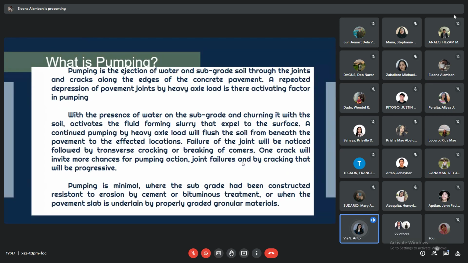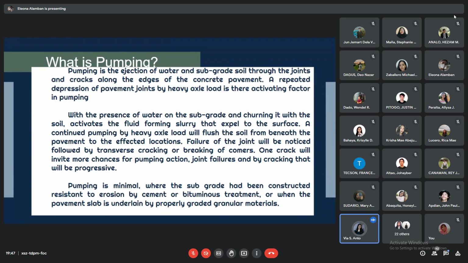With the presence of water in the subgrade and churning it with the soil, it forms a fluid slurry that is expelled to the surface. A continued pumping by heavy axle load will flush the soil from beneath the pavement to the affected locations. Failure of the joint will be noticed, followed by transverse cracking or breaking of corners. One crack will invite more chances for pumping action. Joint failures and cracking will be progressive.